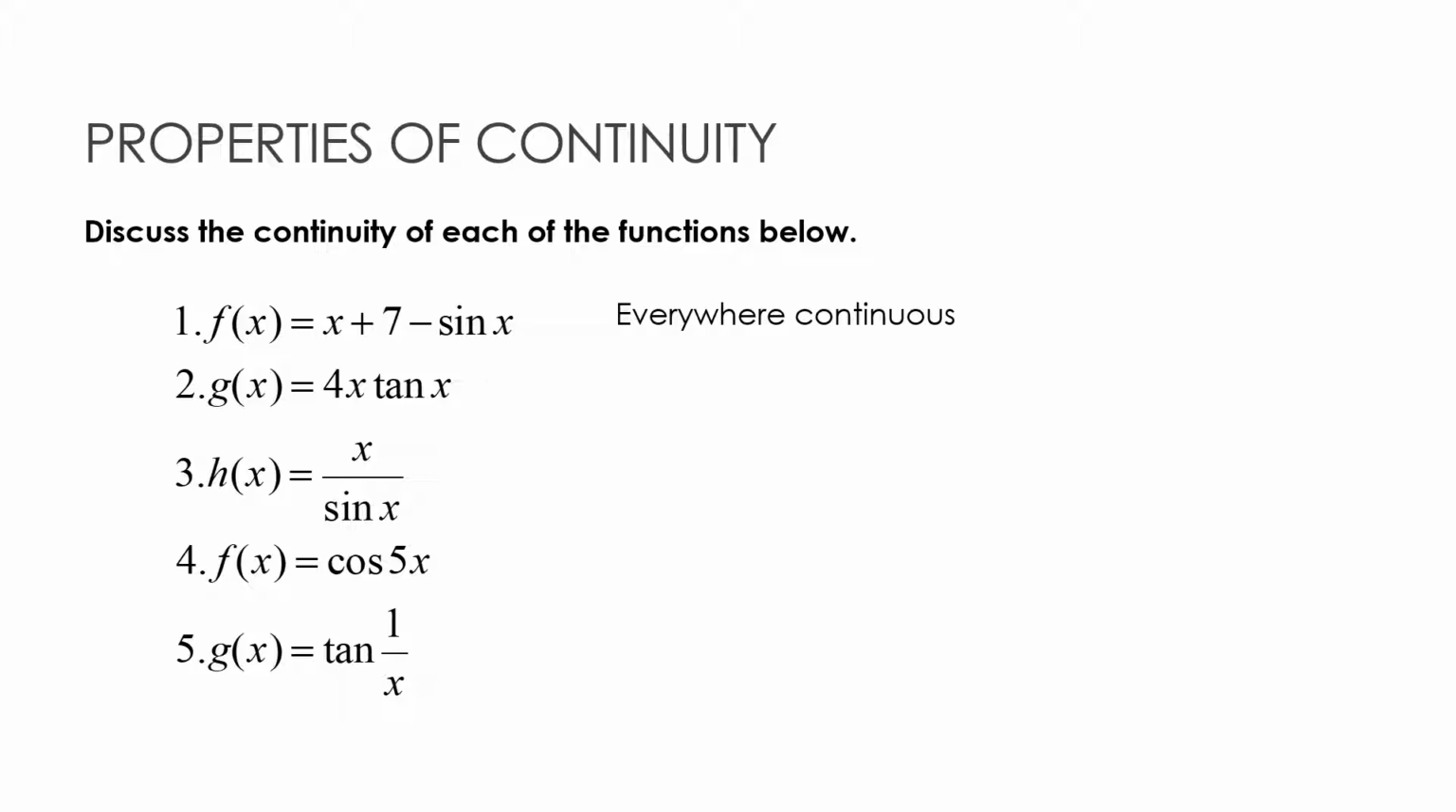The second one, I'm dealing with a tangent function, and so that is not going to be continuous everywhere because we have asymptotes in the tangent function. And in this case, it would be continuous except at pi over 2 plus pi times n for all of the integers n. Next, h of x equals x over sine x. Again, because sine is in the denominator, we're looking at where does sine equal 0, and that would be at x equals pi n, so pi, 2 pi, 3 pi, etc. That would be where my denominator is equal to 0.